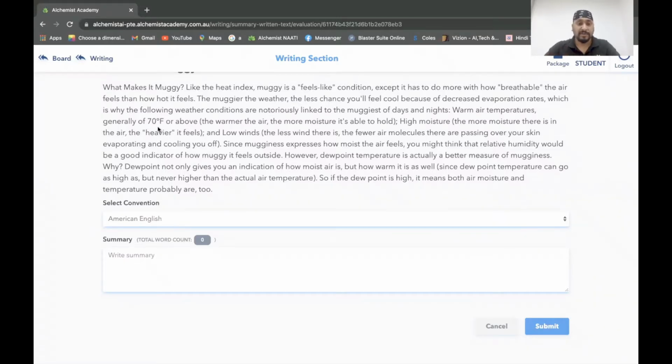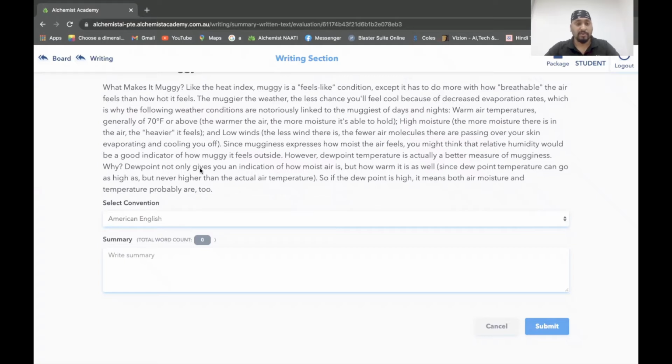Warm air temperatures, generally of 17 degrees Fahrenheit or above. The warmer the air, the more moisture it will be able to hold. High moisture: the more moisture there is in the air, the heavier it feels. And the low winds: the less the wind there is, the fewer air molecules that are passing over your skin, evaporating and cooling you off. Since mugginess expresses how moist the air feels, you might think that relative humidity would be a good indicator of how muggy it feels outside. However, dew point temperature is actually a better measure of mugginess.